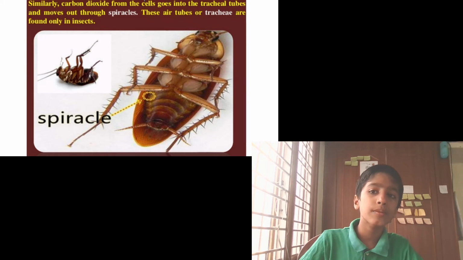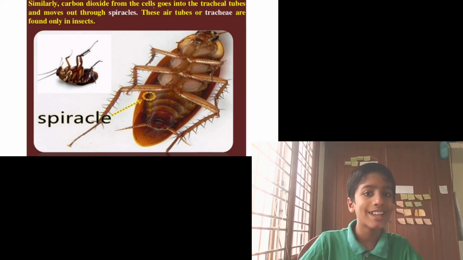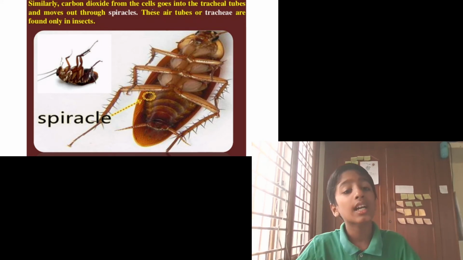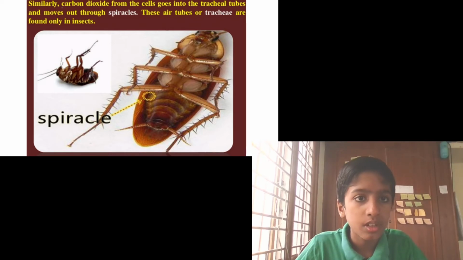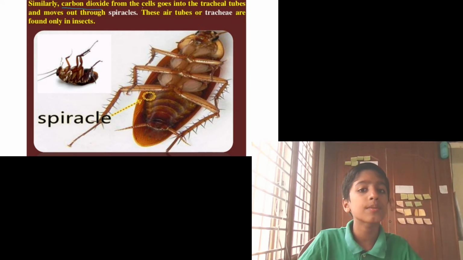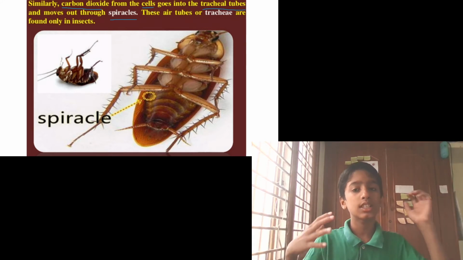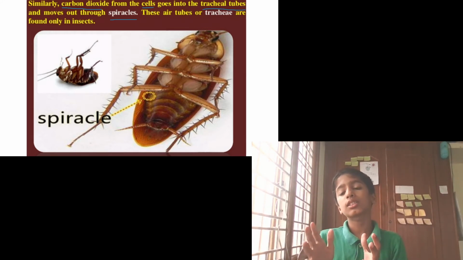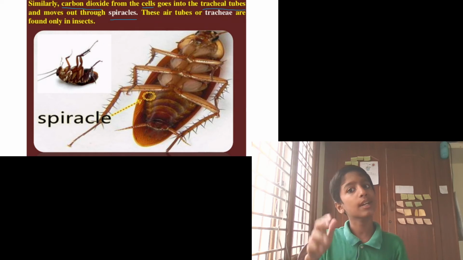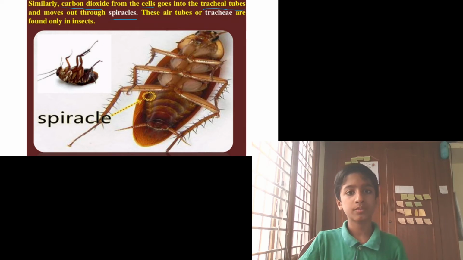Similarly, carbon dioxide from the cell goes into the tracheal tubes and moves out through the spiracles. As the oxygen came inside, like that the carbon dioxide will go out.